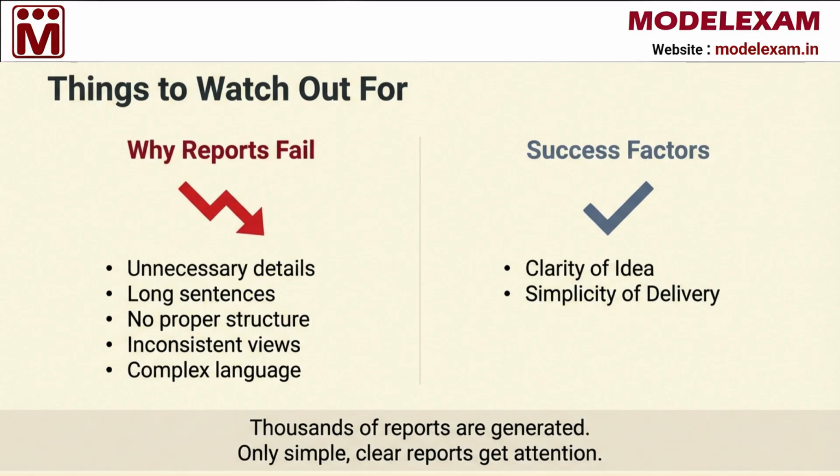So, what makes a report succeed or fail? We have analyzed why reports often fail to make an impact. As you can see on the left, reports fail when they contain unnecessary details, use long and confusing sentences, or lack a proper structure. Inconsistent views and complex language also turn readers off. On the right, you see the success factors. It all comes down to just two things, which are clarity of idea and simplicity of delivery. Remember, thousands of reports are generated every season. Only the simple and clear ones get the attention they deserve.